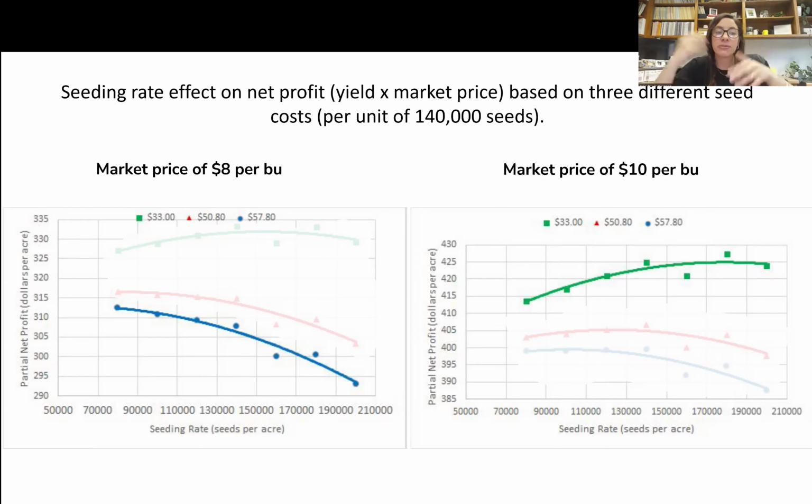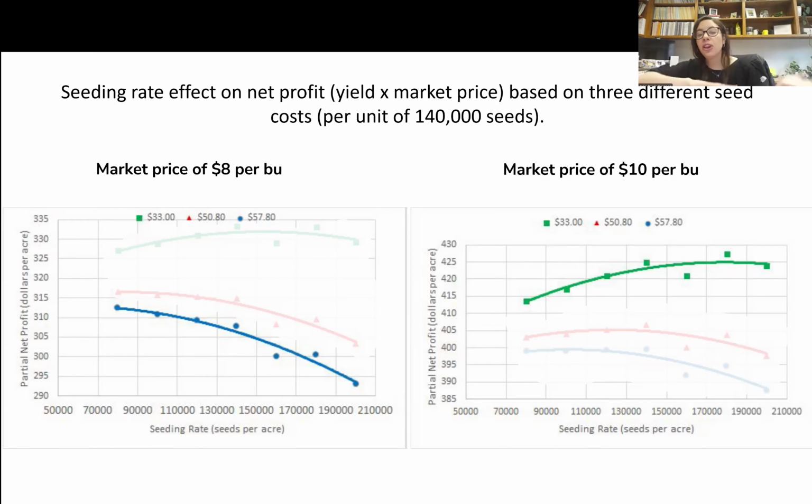But when we transform that and we just think in profit, it's completely opposite. So even though you have more yield, what you are doing is losing money because of the cost of the seed. So you can see that this line is going down since the beginning. So in this situation, the lowest plant population that we planted was the one that had the highest profit.